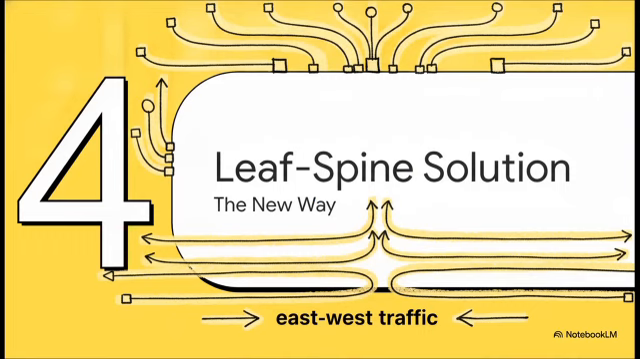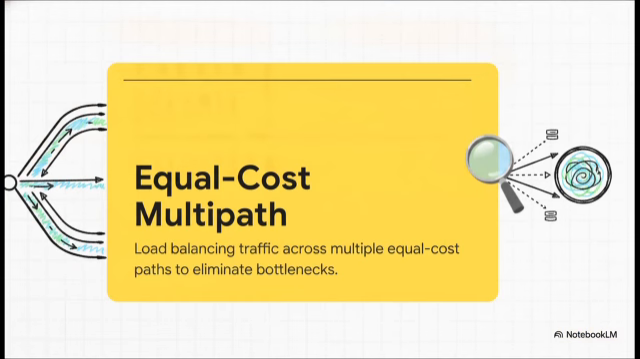All right, section 4, the leaf-spine solution. This is the new way. To really understand why this new solution works so well, we first have to define a supercritical concept, equal cost multipath, or ECMP. Basically, ECMP is a routing technique that allows data traffic to be load balanced across multiple optimized equal cost paths. So instead of relying on a single link that can easily get congested, the network guarantees high availability because it ensures data always has multiple, equally fast open lanes to choose from. No more bottlenecks.